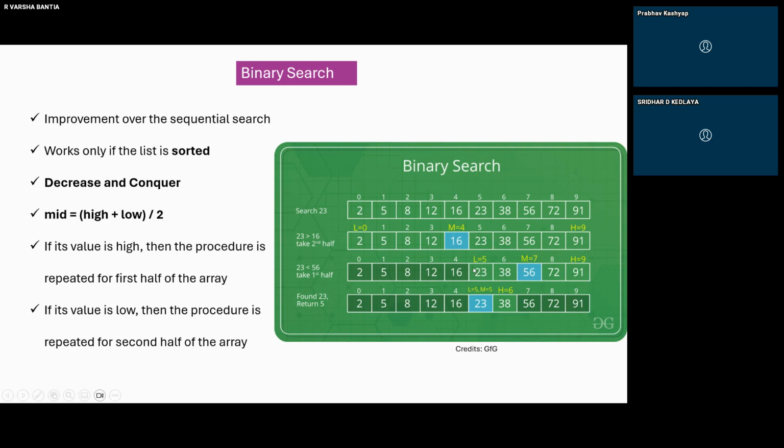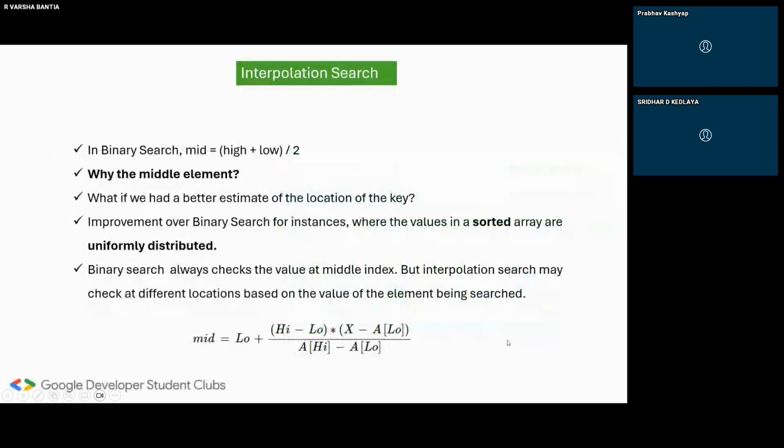I'll only concentrate on these two elements, 23 and 38. This is the lowest index, this is the highest index. Low plus high divided by 2, you will get 5. Mid is 5. Is this your target element? Yes. You will return that element. And this time complexity is big O of log n, which is much better than your linear search.